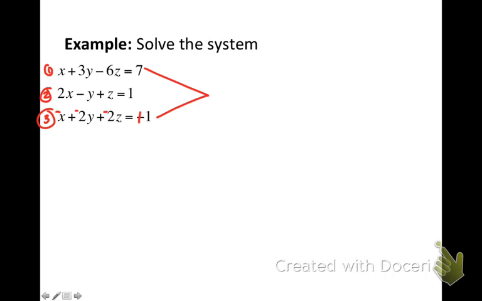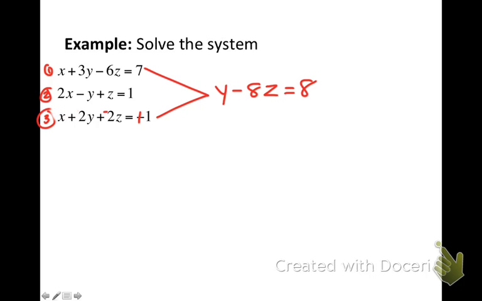So when I do that, my x's go away. 3y minus 2y would be 1y. Negative 6z and a negative 2 is negative 8z. And that's going to be equal to 8. So I eliminated x, which means I need to eliminate an x involving the third equation that I did not use, which is 2. So I either need to eliminate the x with 2 and 1, or I need to eliminate the x with 2 and 3.